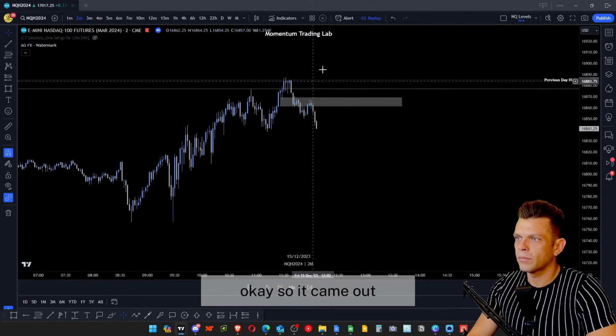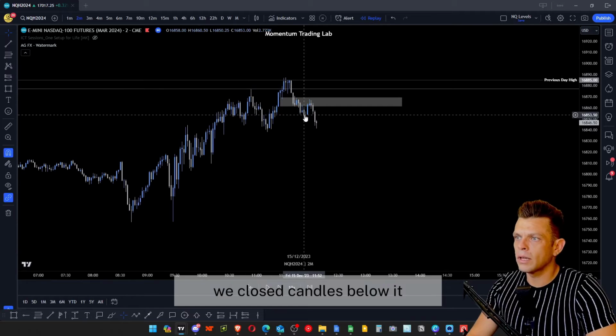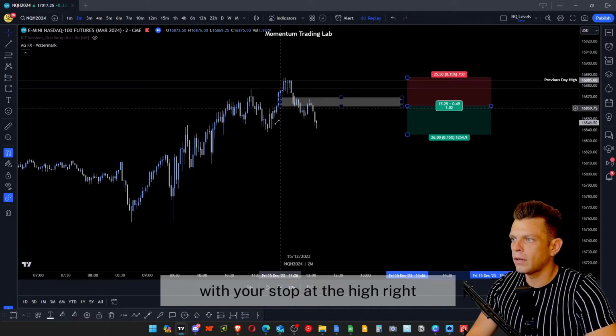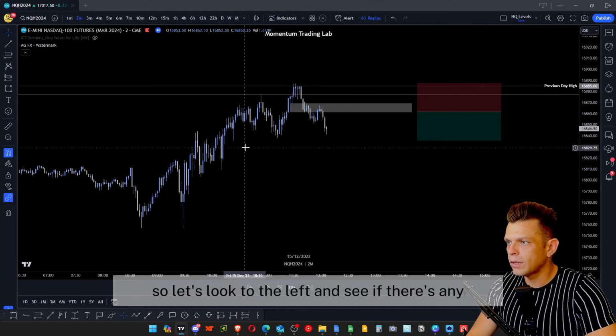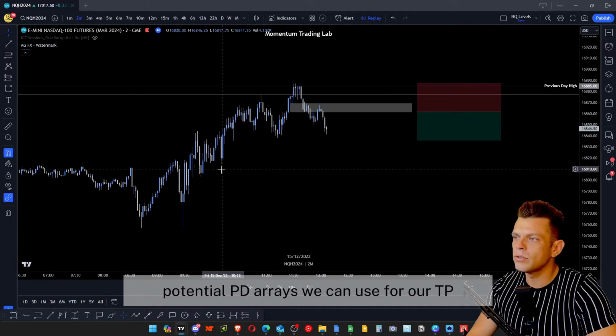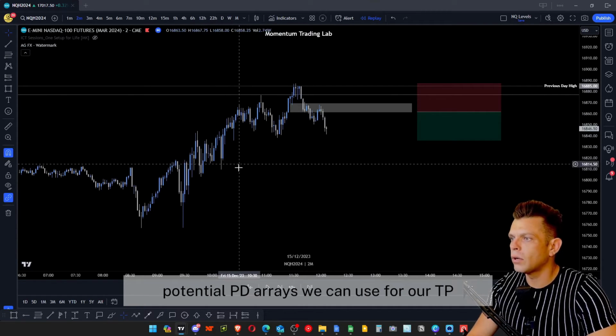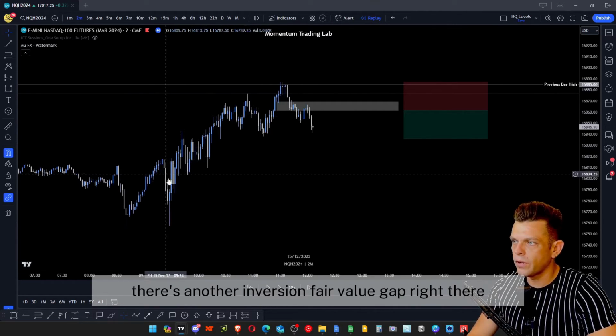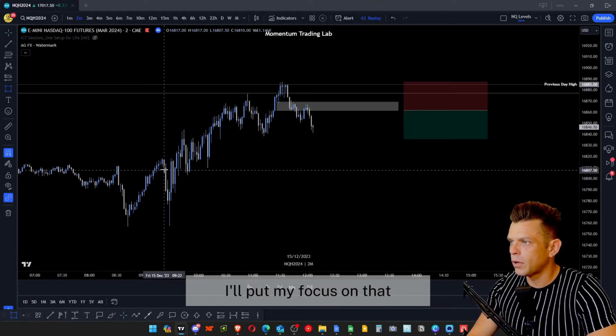Okay, so we came out, we closed candles below it. You would have entered right there with your stop at the high. All right, so let's look to the left and see if there's any potential PD arrays that we can use for our TP. So if we just go to the left, there's another inversion fair value gap right there. So I'll put my focus on that.